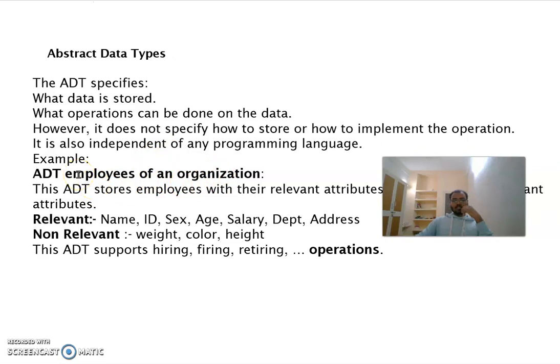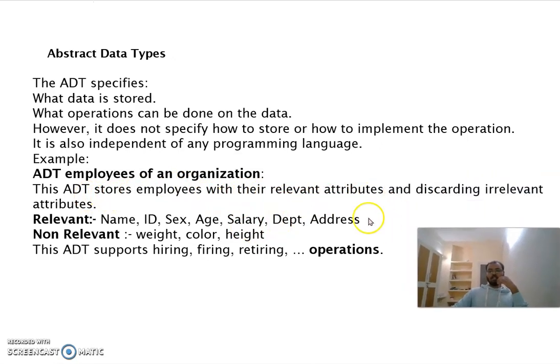For instance, if we want to solve or organize one program or one task on the organization, the employee of an organization. So this ADT stores an employee with their relevant attributes. The relevant attributes should be included, like name, ID, sex, age, salary, department, something like that, in our program.